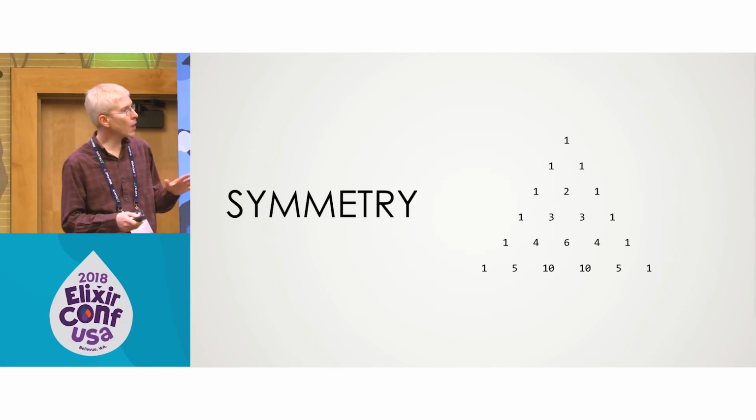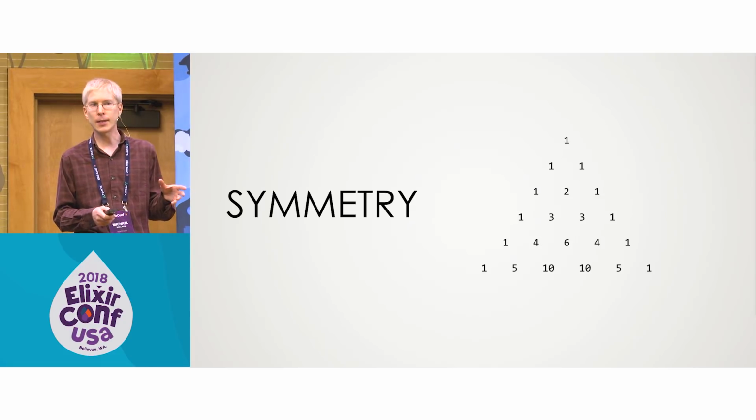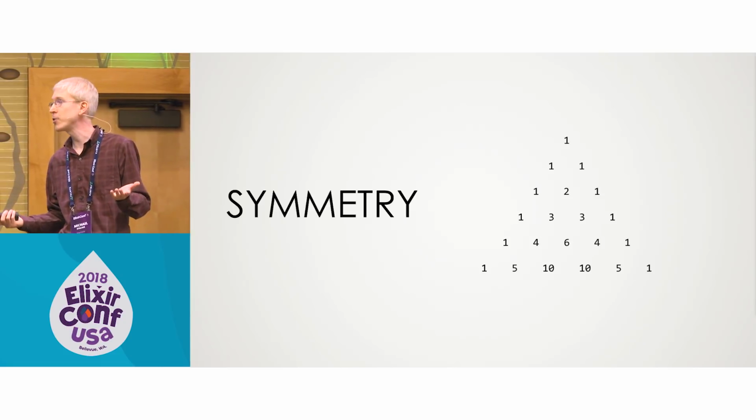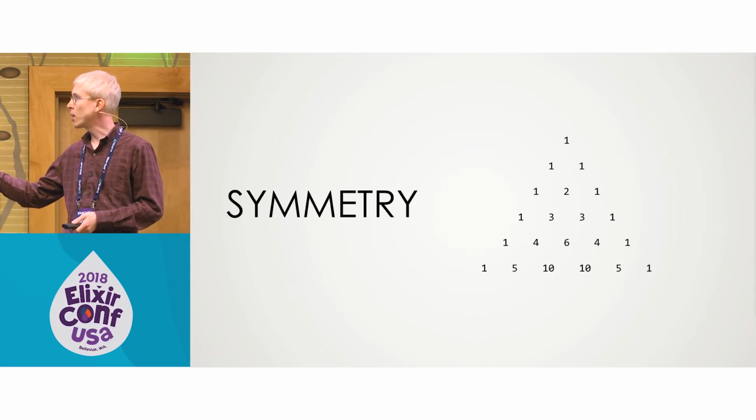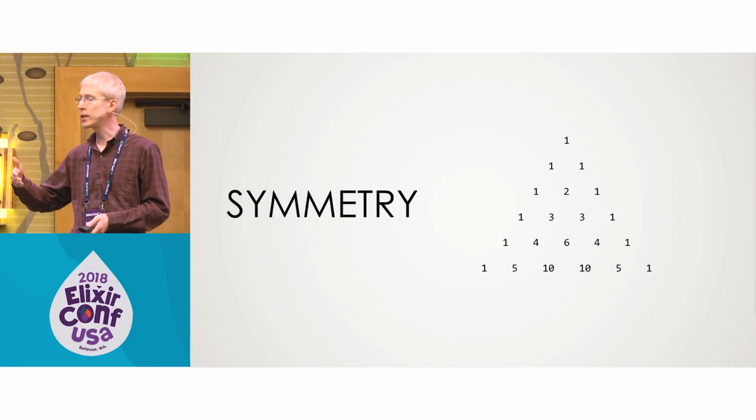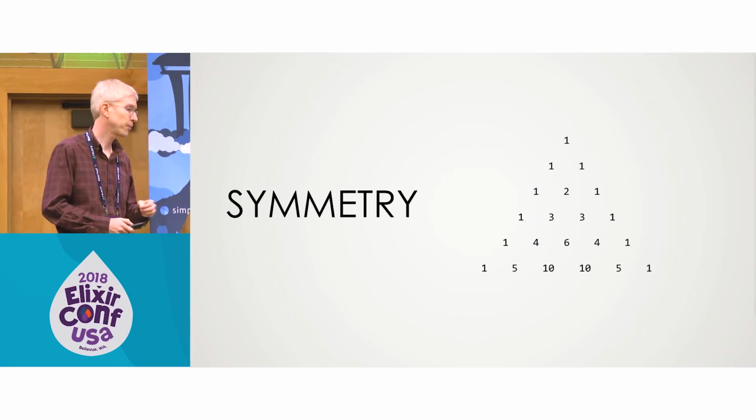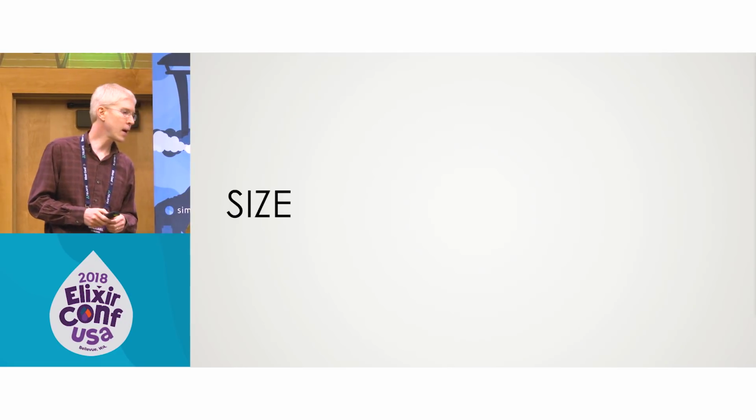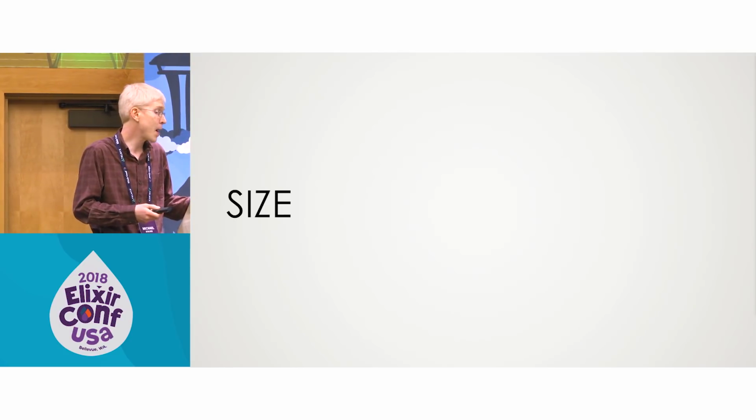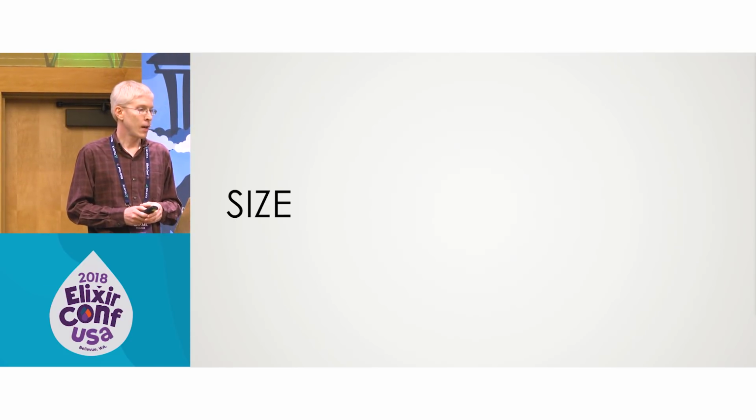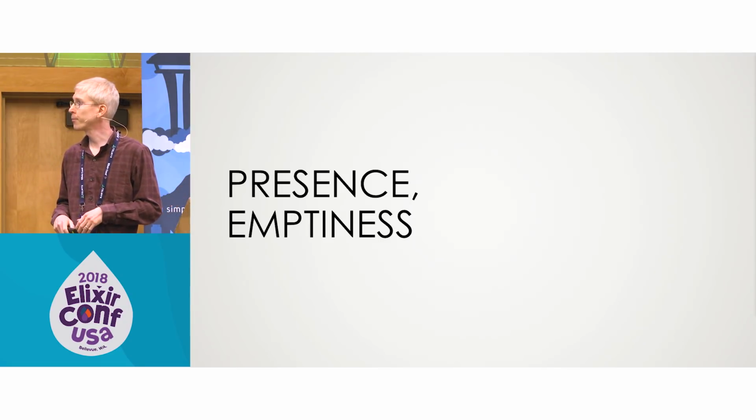When we think of symmetry, sometimes your functions are going to return something where you would expect the items in your collection, for example, to be symmetrical. So if you had a function that returned a row of Pascal's triangle, you notice that there's some symmetry here. The first and last elements are the same. The second element is the same as the second to last element. When we think about size, you might ask how many elements are in your list or tuple, how many keys are in your map, how large or how small is your integer, how many characters are in your string.